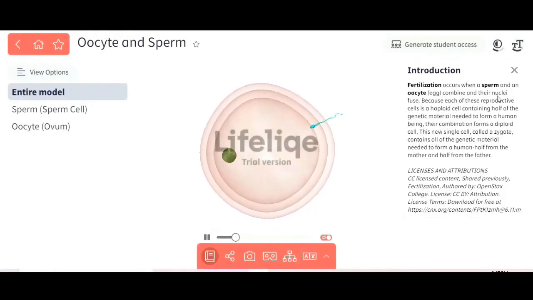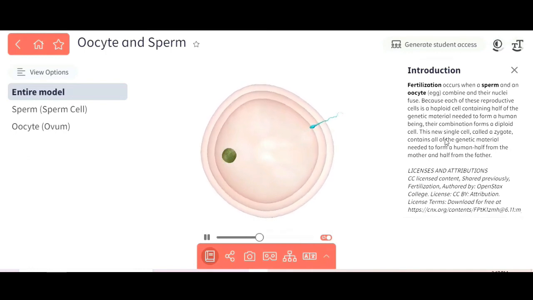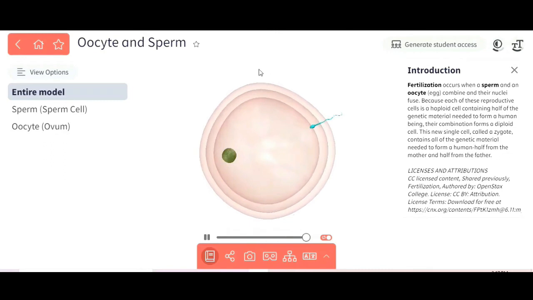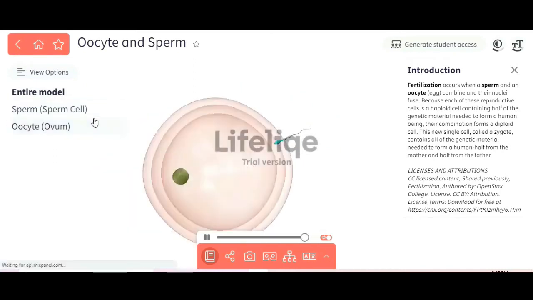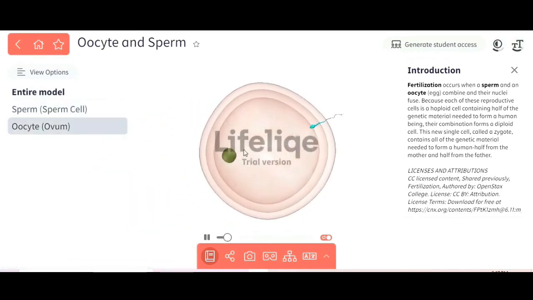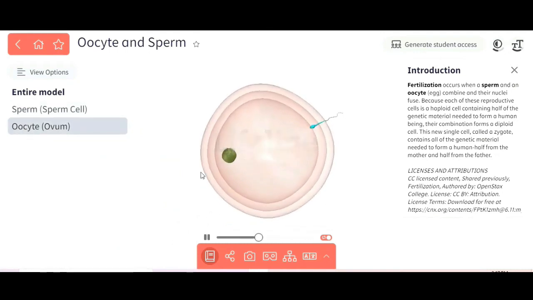The first is I would like to explain to you about oocyte and sperm. Fertilization occurs when a sperm and an oocyte combine and their nuclei fuse. Because each of these reproductive cells is a haploid cell containing half of the genetic material needed to form a human being, their combination forms a diploid cell. This new single cell, called a zygote, contains all of the genetic material needed to form a human, half from the mother and half from the father.